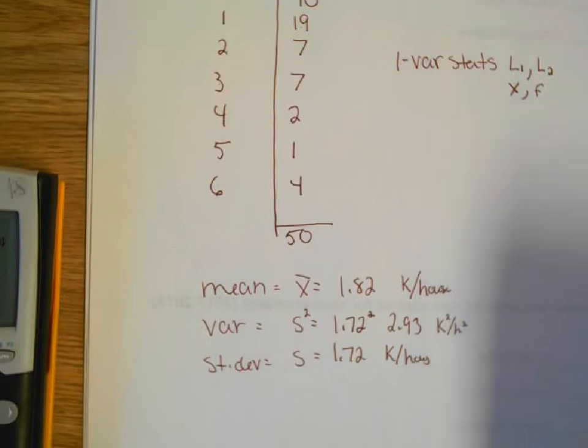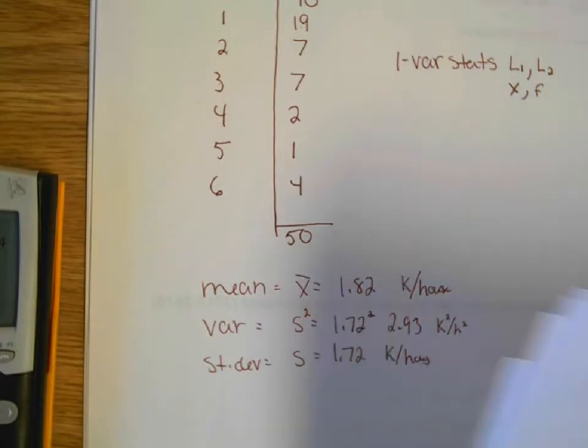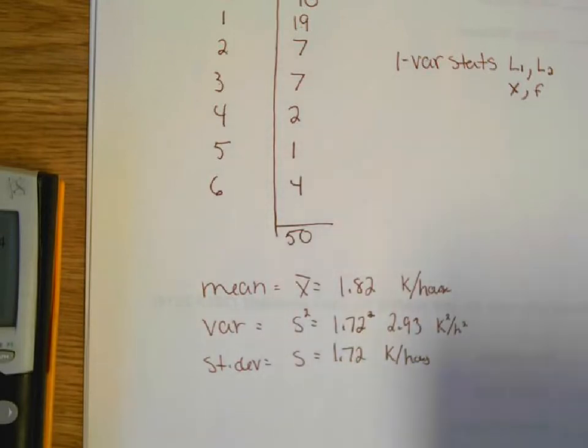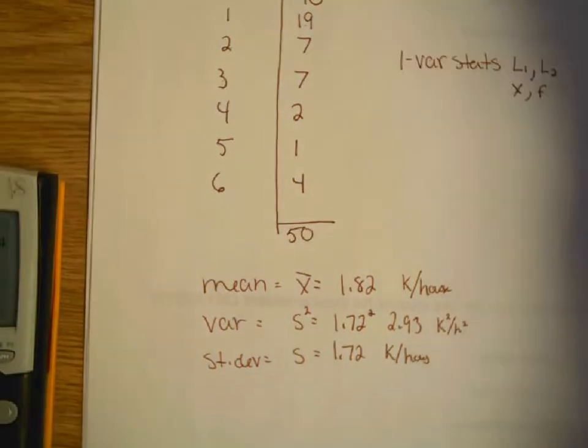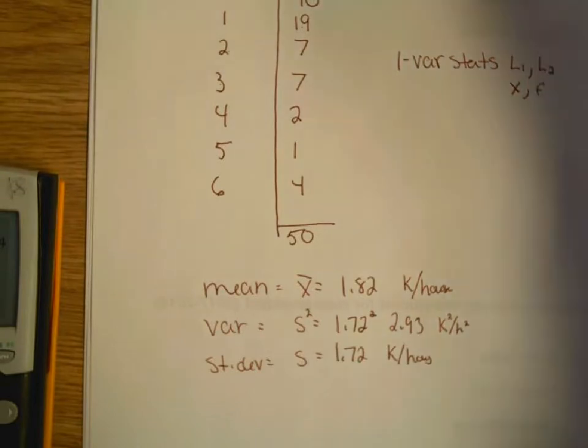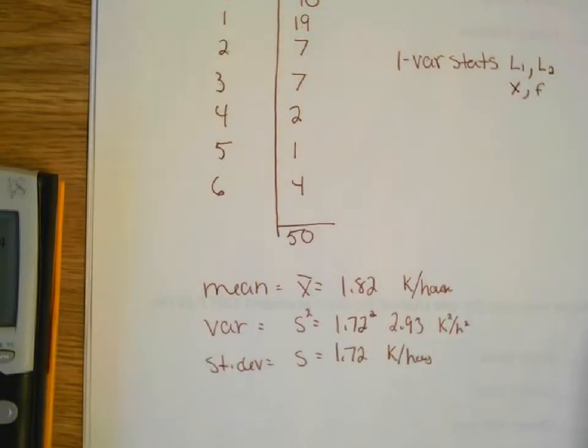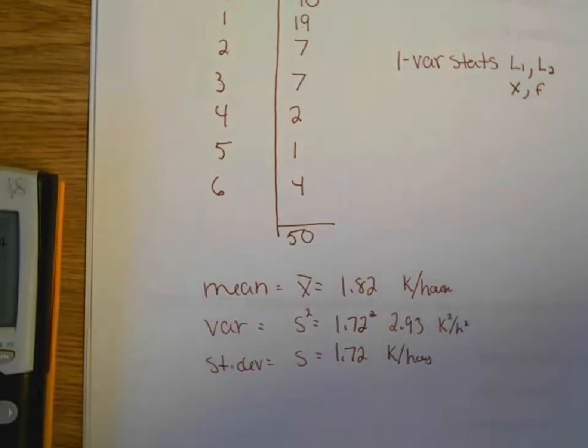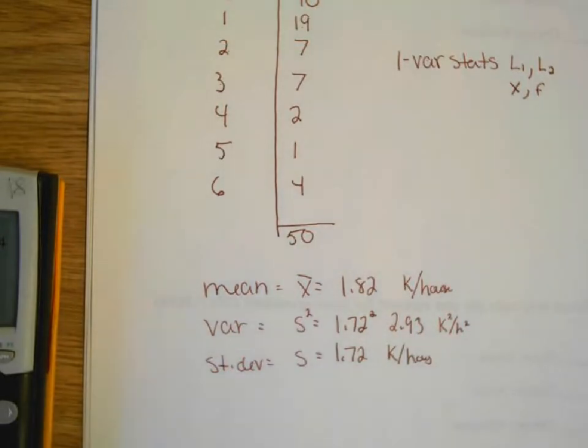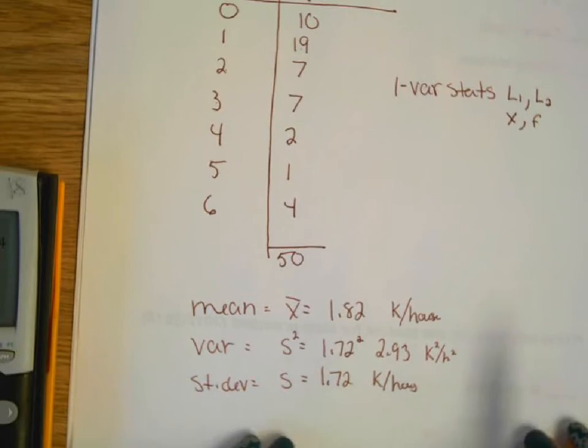Alright, so that's how you can deal with group data fairly quickly. And then one other way to get group data is with that frequency distribution, which is somewhere. Where did that go? Oh, here it is. Okay, number 3.